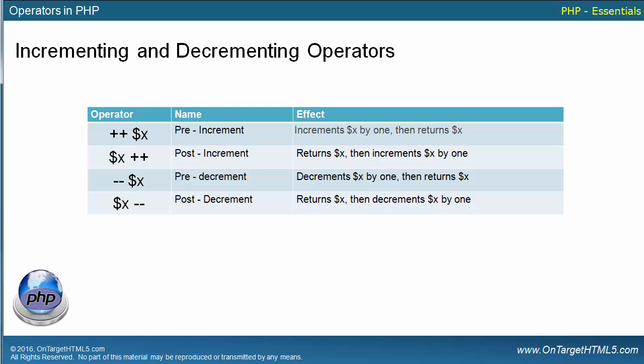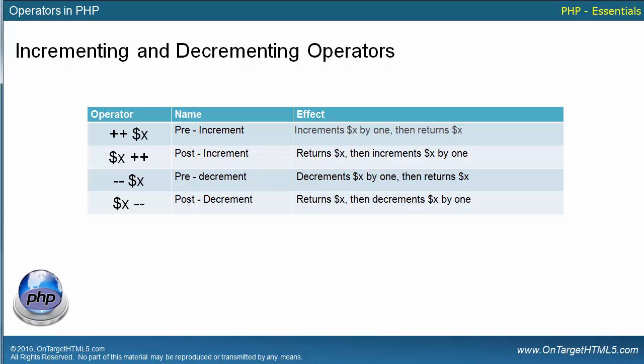So we actually have a plus plus, then a variable name. That's a pre-increment. It increments the value of X by 1, then it returns X. So it actually increments the value first, and then it returns X to us with that new value. Then we also have a post-increment, which is the variable name plus plus, which returns X, then it increments X by 1. So we actually see X, and then after we see it, it increments it by 1. That's used very, very often when we're going through loops inside of PHP. You'll see that used quite often.